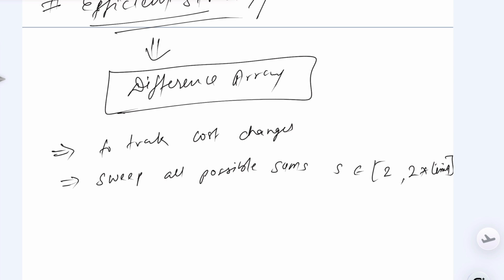So we will not go for all the pairs. We will use the difference array approach, where we track the cost first, then sweep all the sums. That we will do. So let's understand what we are trying to say here.